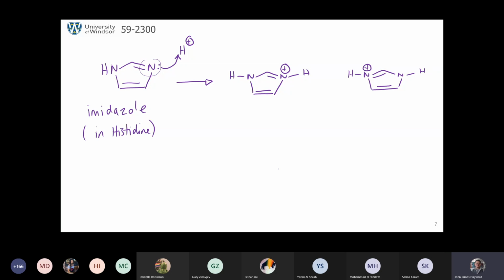Batul, this came from some magical acid. If you like, we could even say, let's say that acetic acid was doing it. So let's say that we've got acetic acid around, it reacts with imidazole, and that generates our anion and now our cation. And this cation, I've moved the positive charge from the right-hand nitrogen in the left-hand structure to the left-hand nitrogen in the right-hand structure.